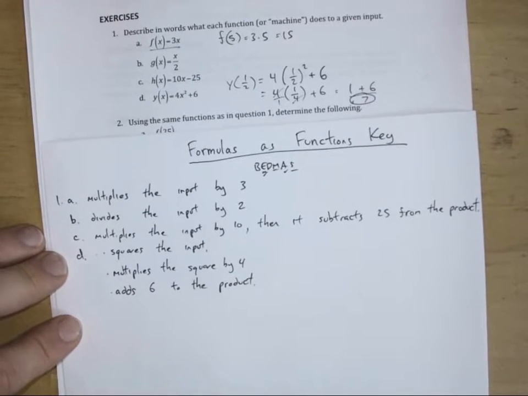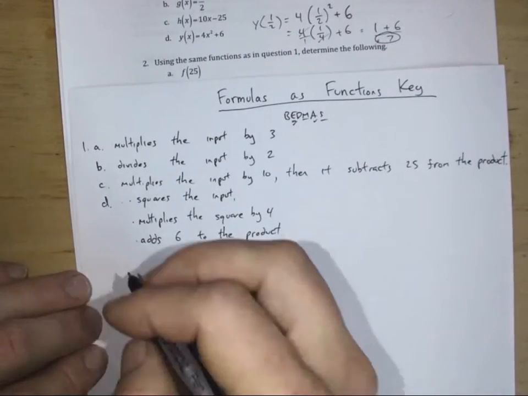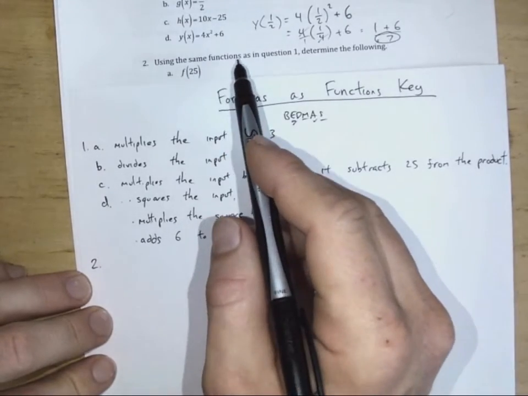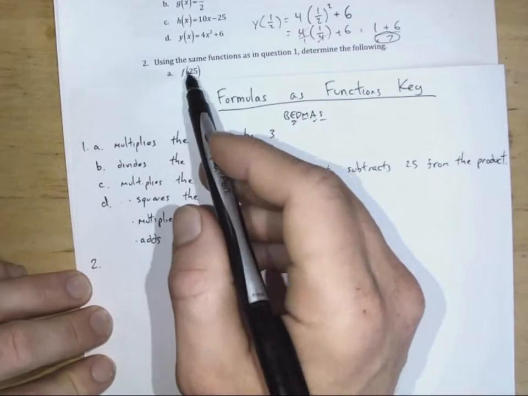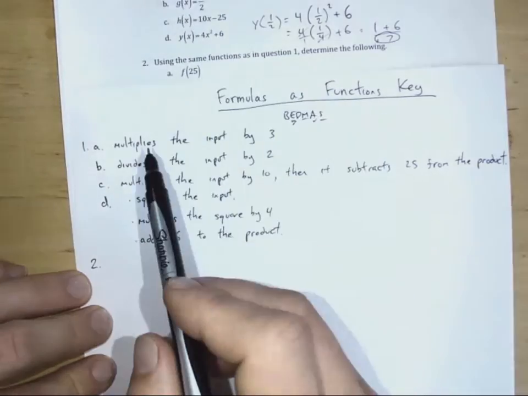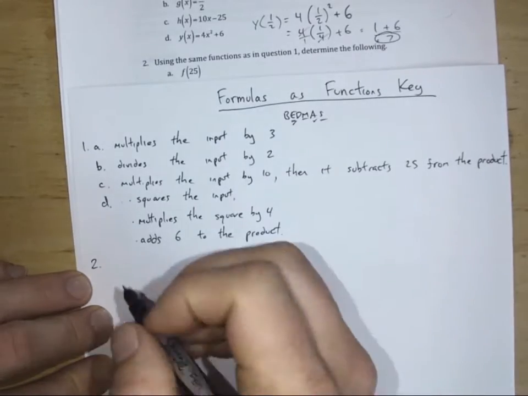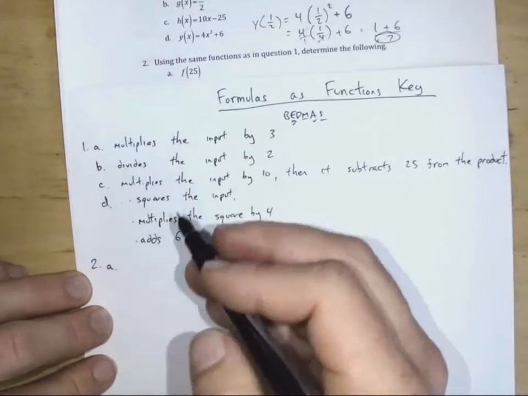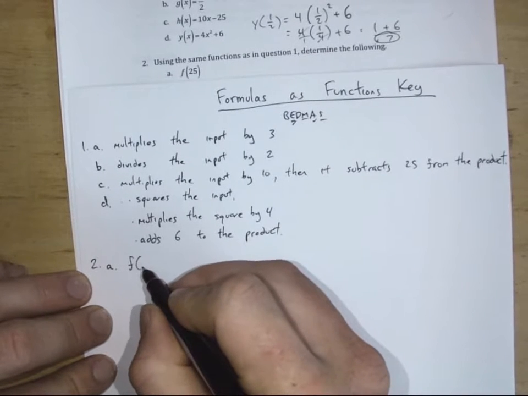so let's move on. We're going to be using these functions for part 2. 2a says, okay, using the same functions in question 1. In other words, if we're talking about f, this is the function that takes the input and multiplies it by 3. That's the f function. Okay, so this is all pretty much review to you guys, I think, at this point. We're going to get into a few more challenging ones in a second.